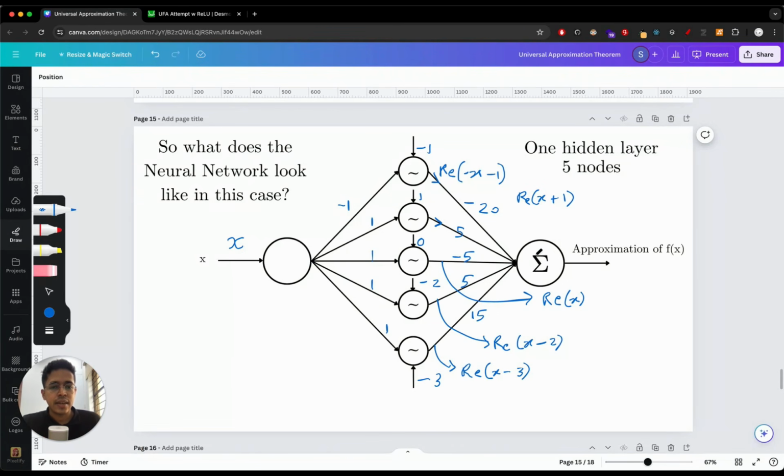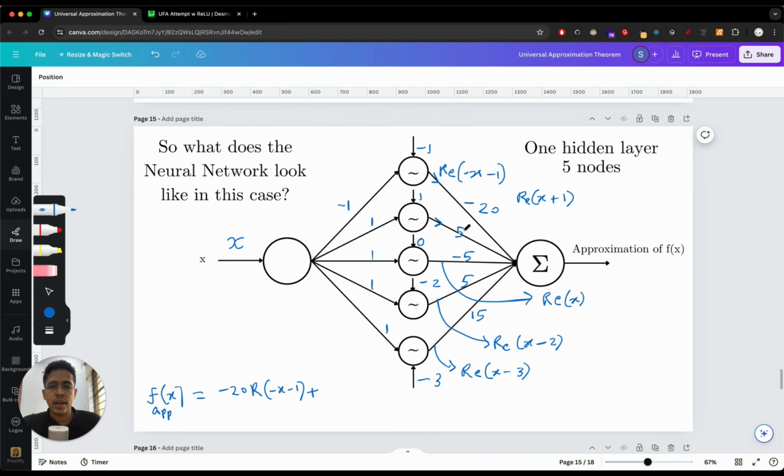Now, what happens here in this summation? What happens is this thing gets multiplied by minus 20. Then this thing will get multiplied by 5. This will get multiplied by minus 5. This will get multiplied by 5 and this by 15. And then you will add all of that. So what is the result? So minus 20 times ReLU of minus x minus 1. So approximation of f of x, maybe f approx is equal to minus 20 times ReLU of minus x minus 1 plus, what is this?